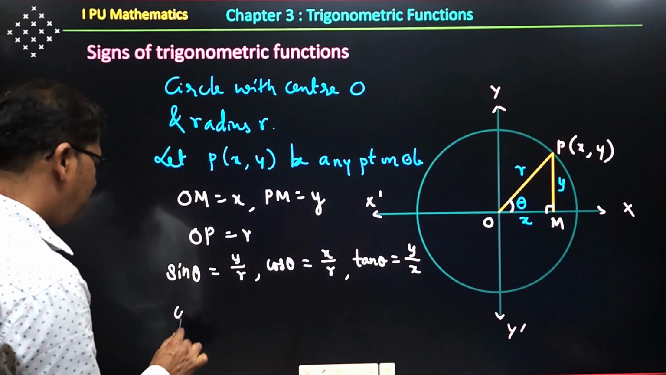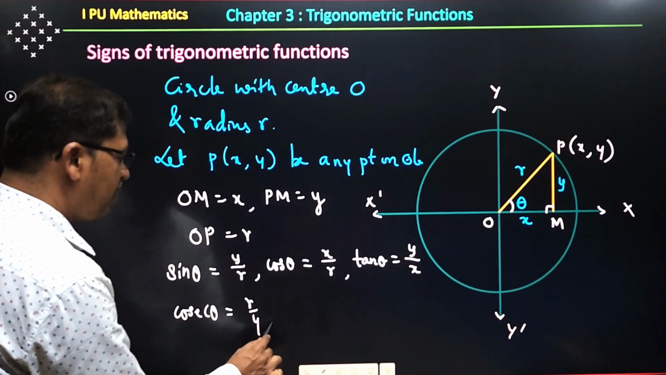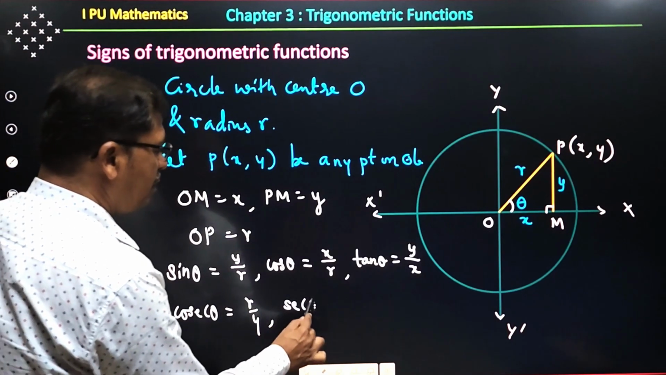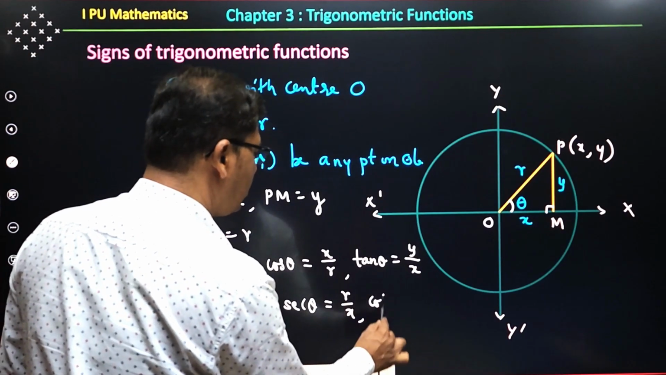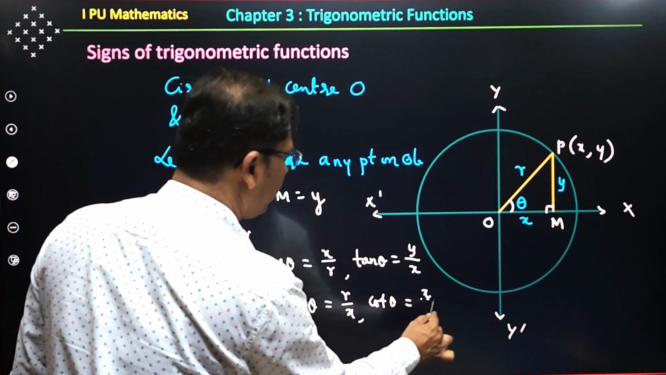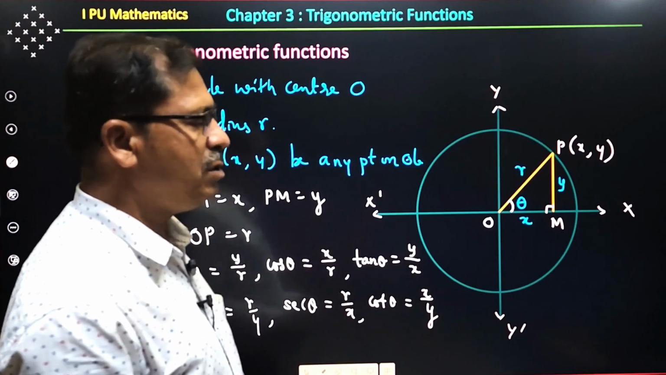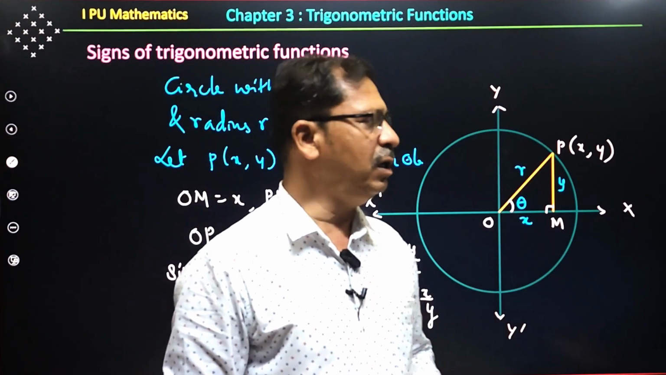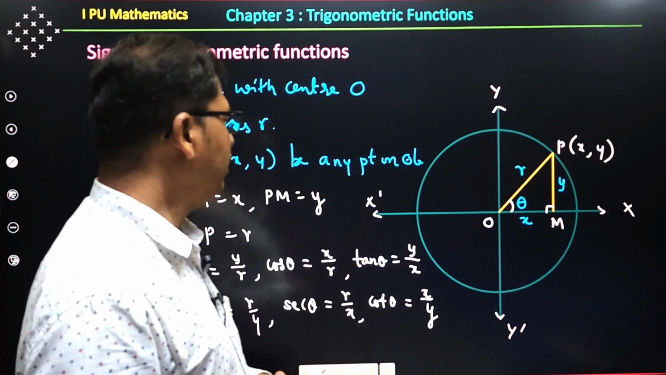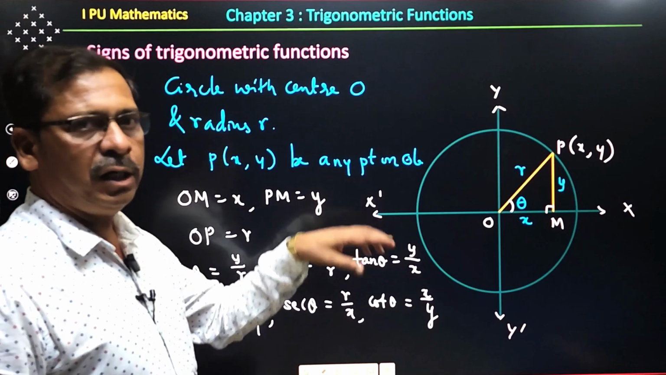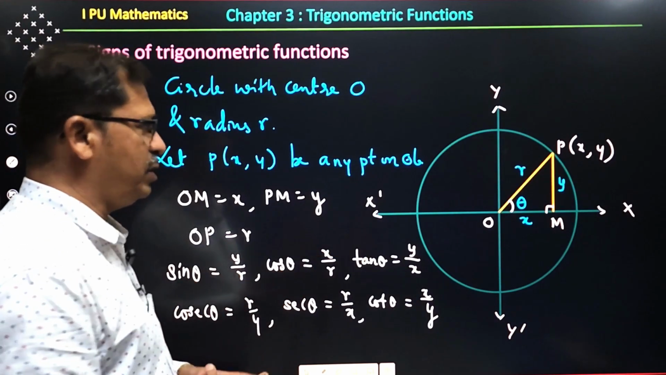Similarly, cosec theta is equal to r by y. These are the reciprocals, as you know already. Sec theta is equal to r by x, and cot theta is equal to x divided by y. So these are the basic definitions. I have conveniently defined the trigonometrical ratios with respect to a coordinate system. OPM is a right angle triangle, and in that triangle I have defined the six ratios in this manner.